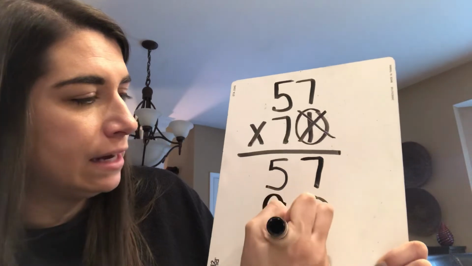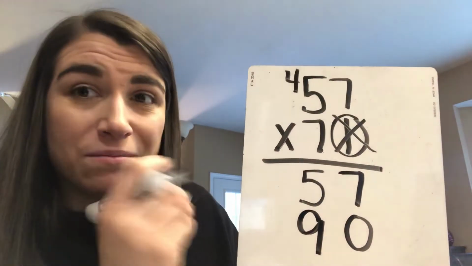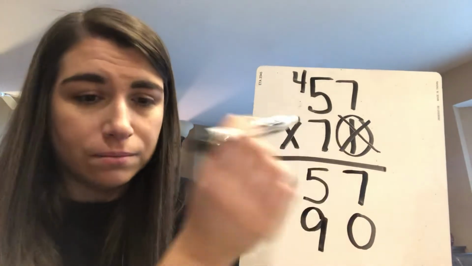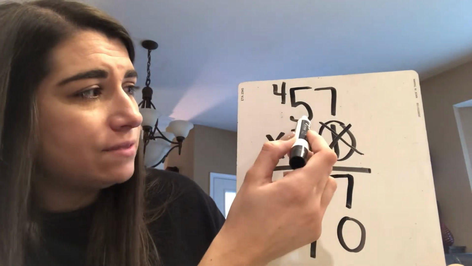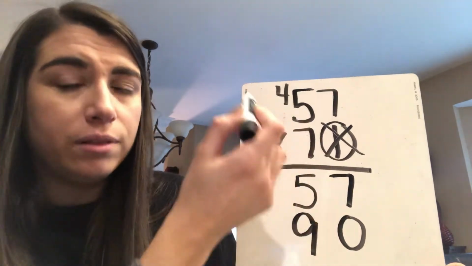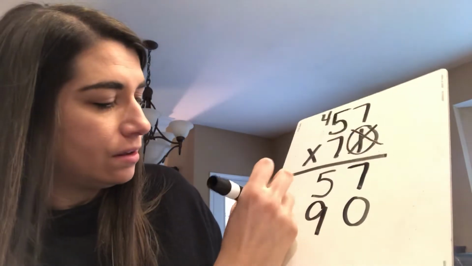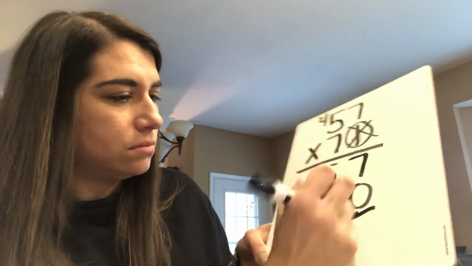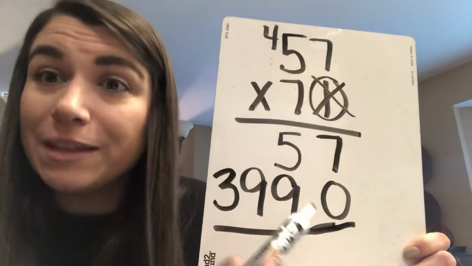So I write down my 9, and I carry my 4, just like before, where you couldn't have more than 9 in a column. Since we had 49, we have to carry it over. So 7 times 5 is 35, and 35 plus 4 is 39. Okay, it doesn't look very pretty, but that's okay.